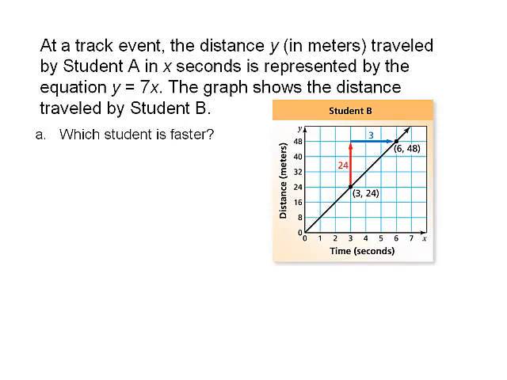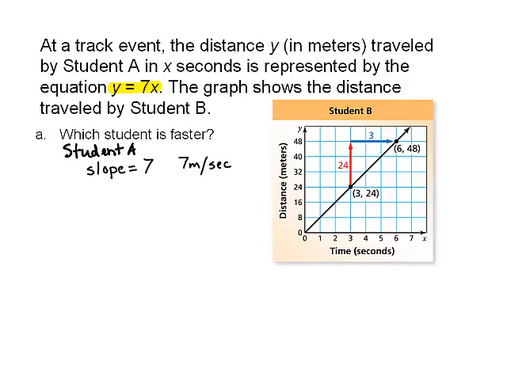Let's start with student A. To find the speed of student A, we need to find the slope of the equation given in the problem. The equation is y equals 7x. The slope is 7. This tells us that student A travels 7 meters per second.